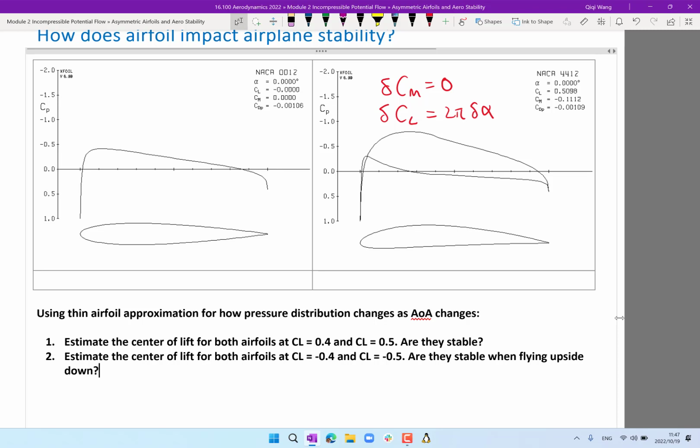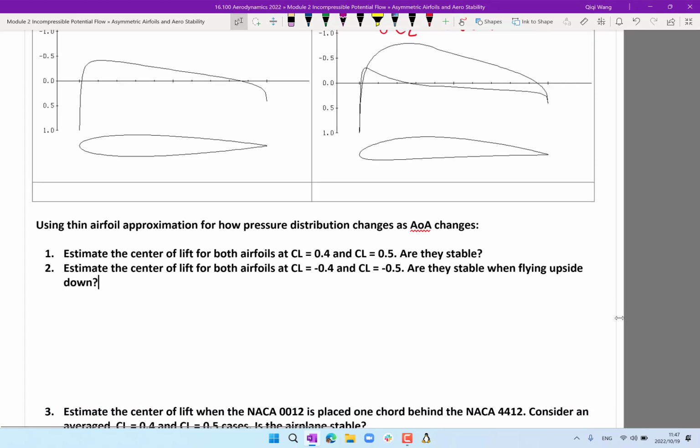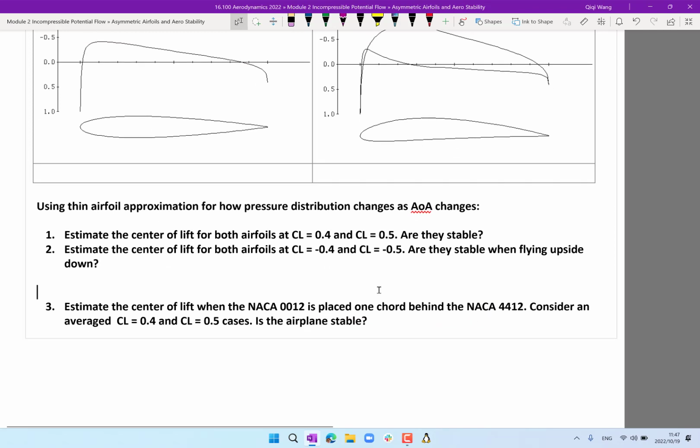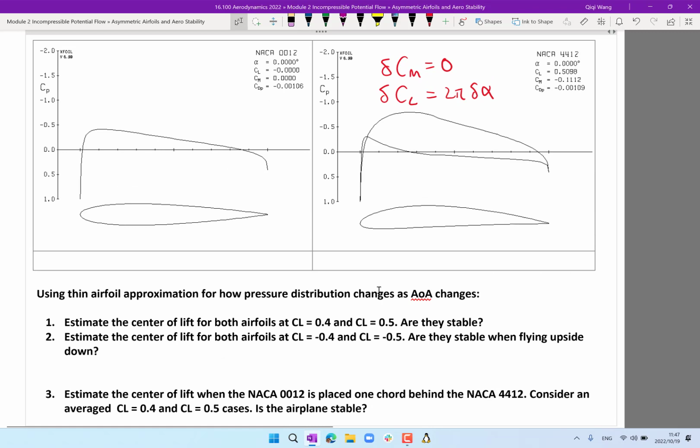For those of you who are done with both questions, I've seen the results being correct so far. There is a third question. Imagine I have these two airfoils, and the symmetric airfoil is placed 1 chord behind. So there is a gap exactly equal to 1 chord length between the airfoil in the front and the airfoil at the back. Now, is the airplane stable?